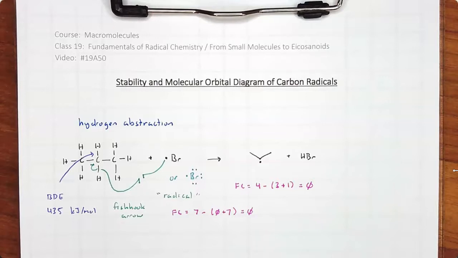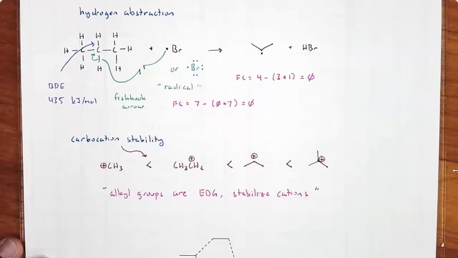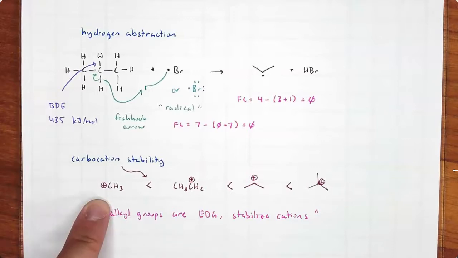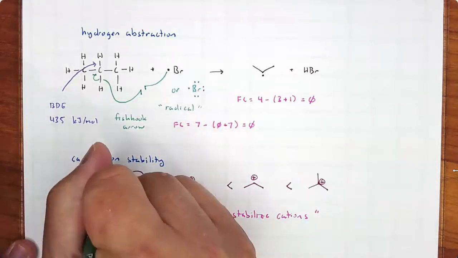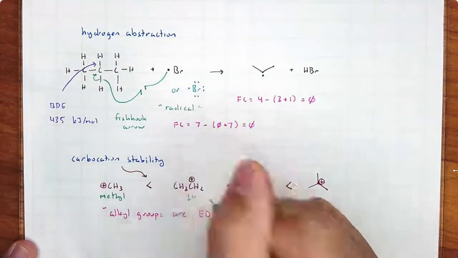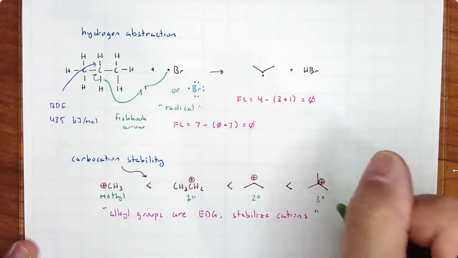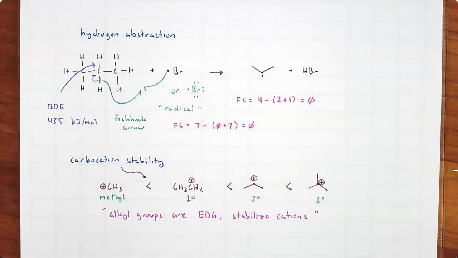And before we discuss the stability of radicals, let me remind you that you know the stability of carbocations because they follow the same trends. When you learn about carbocation stability, you'll learn that the more substitution you have on the carbon that has the plus charge, or the more alkyl groups that carbon has, the more stable it is. And here I have the trend written out. It is methyl carbocation, and then we have here primary, secondary, and tertiary.